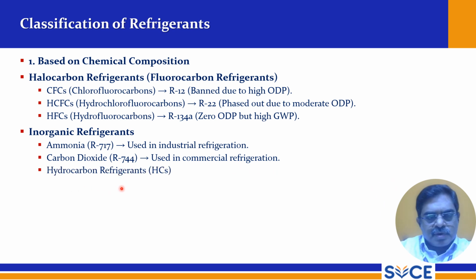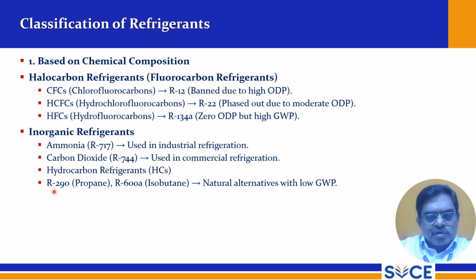And hydrocarbon refrigerants are also popular, HCs, that is R290 propane, R600A isobutane. These are natural alternatives with low GWP. So that is the advantage. When it is low GWP, it is a desirable characteristic.